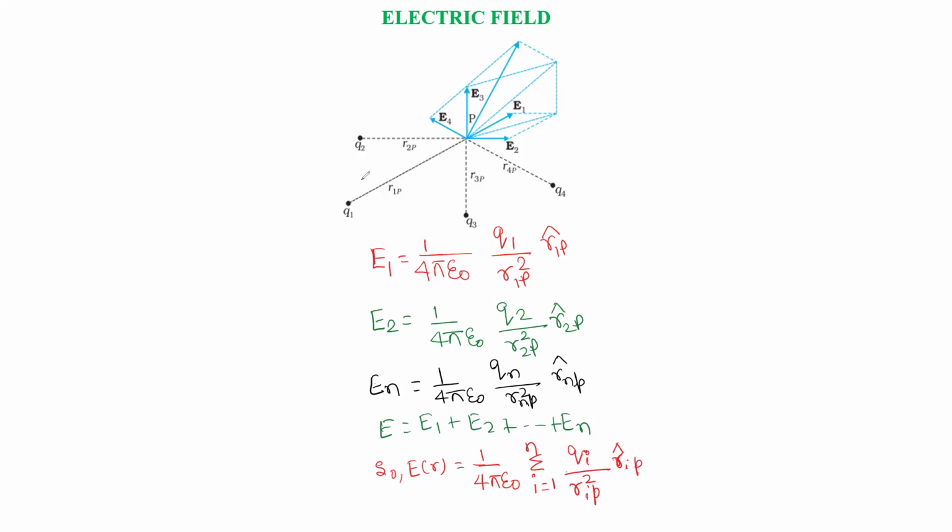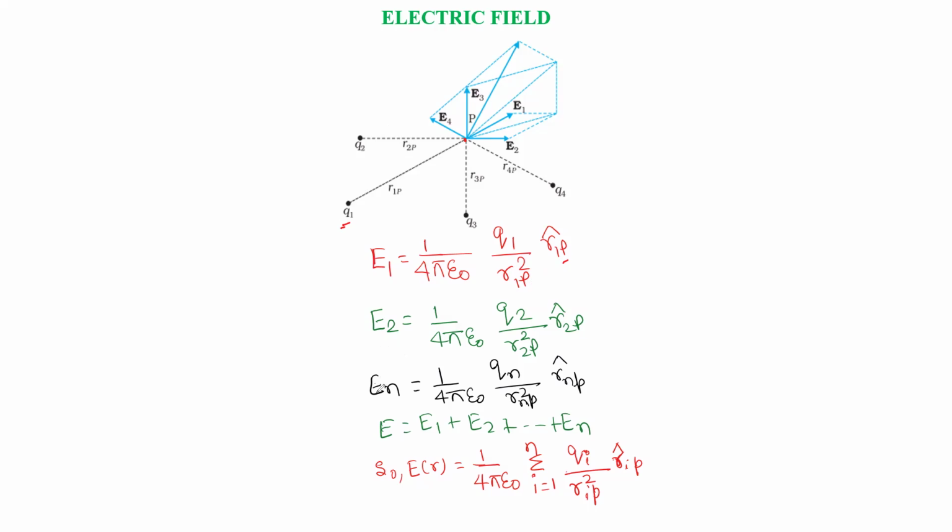The electric field in case of multiple charges. So here, due to charge Q1, suppose we are trying to calculate at point P, that is 1 by 4 pi epsilon naught into Q1 by R1P square, and this R1P cap is the unit vector and R1P is the position. Similarly for the E2 also in the same way.